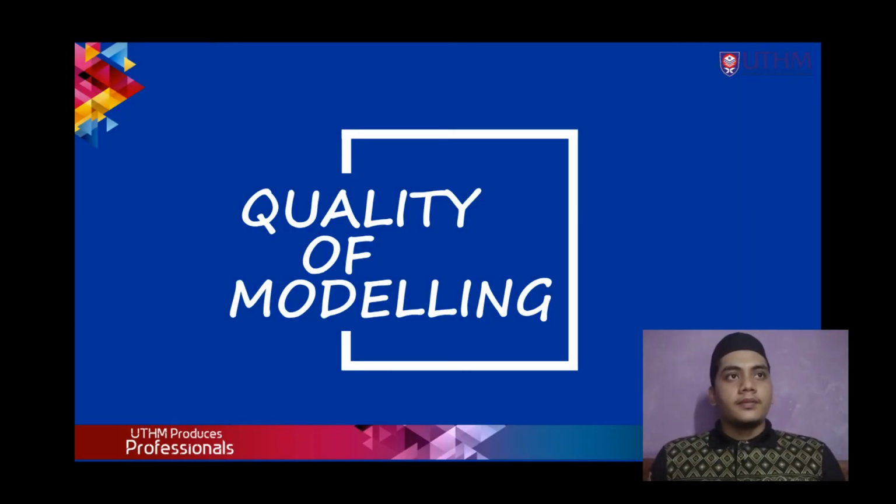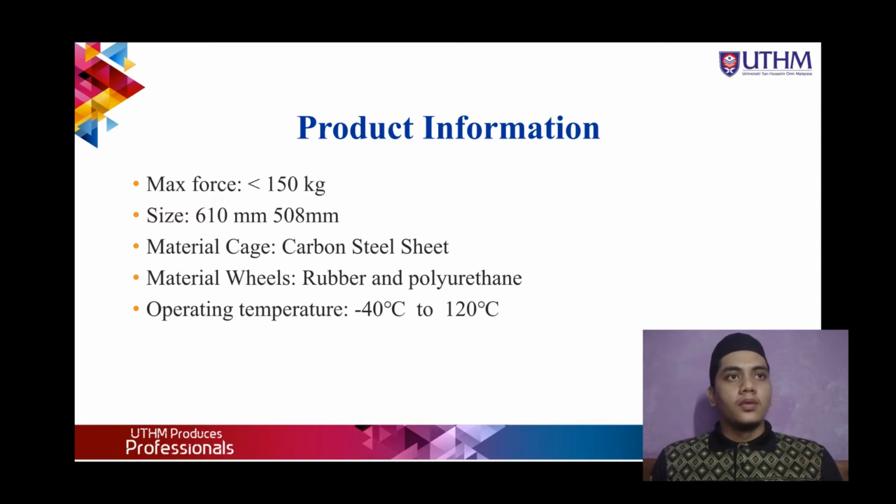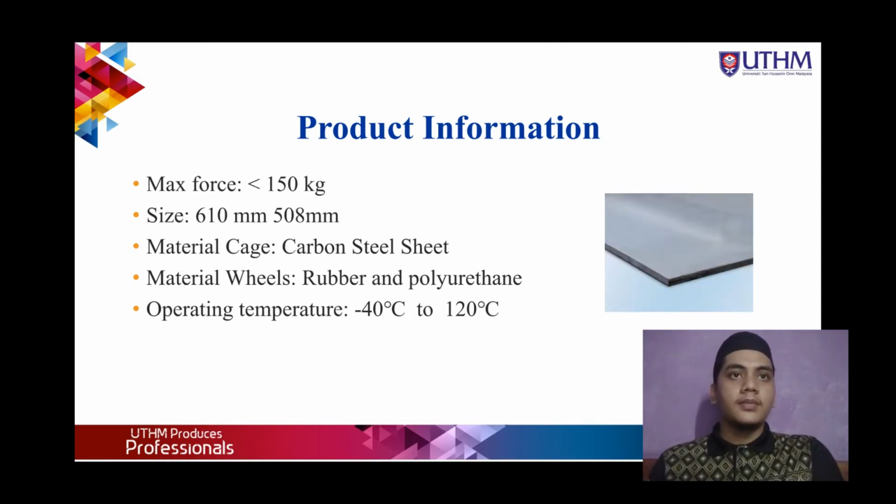Our trolley can hold a maximum load of 150 kg. The size of the trolley is 600 mm by 500 mm. It's a common size of any trolley you can find in supermarkets. The material we use for the cage is carbon steel sheet, which is long-lasting steel and does not break when we put heavy loads in the trolley.